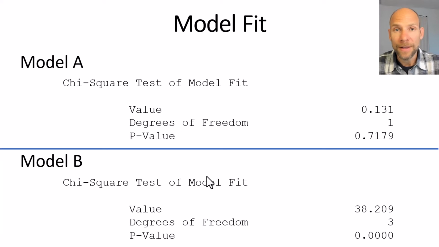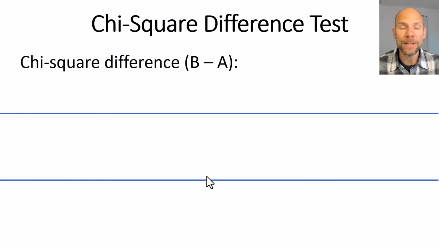So in this case, you wouldn't even have to do a chi-square difference test because it's so clear that model B is rejected, whereas model A is acceptable. But to show you how this works for these two nested models, I also want to show you the chi-square difference testing, how it works. So the way it works is that we take the difference in the chi-square values for nested models. In this case, that would be taking the difference B minus A.